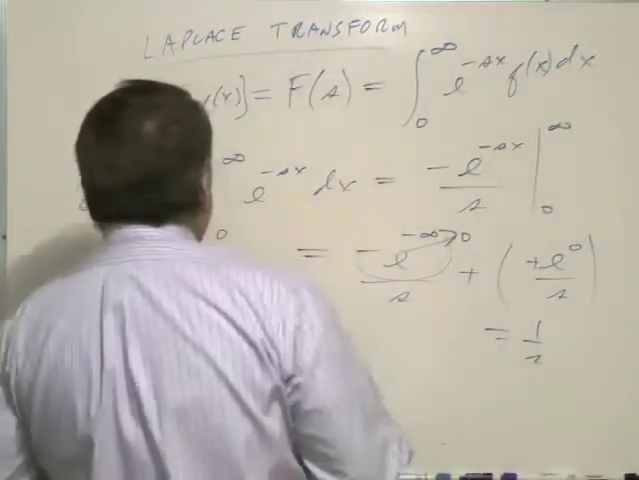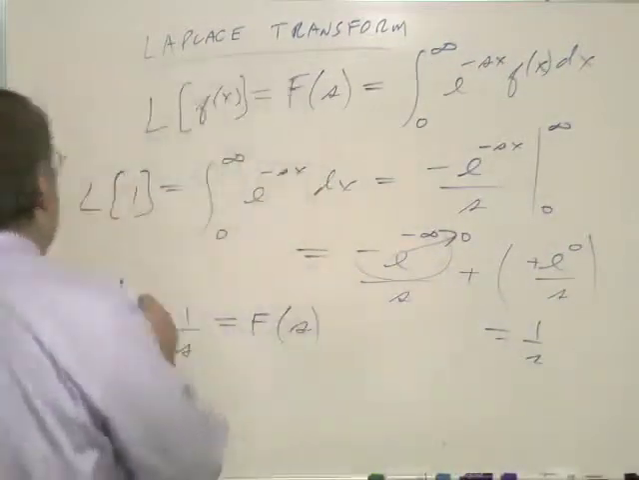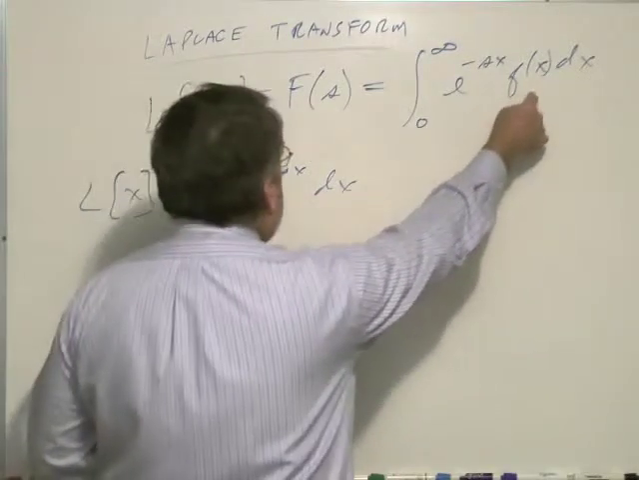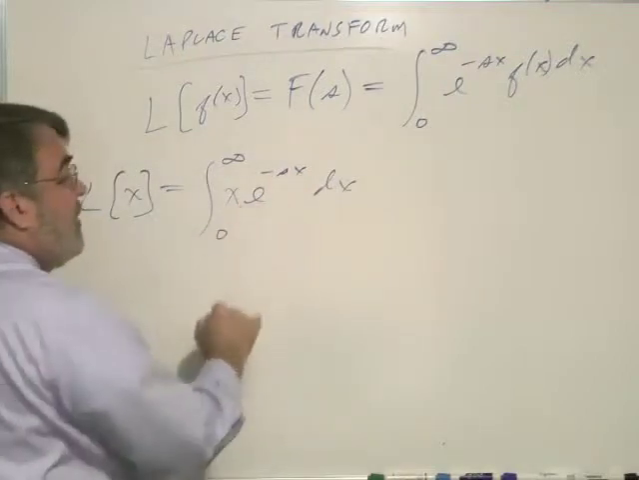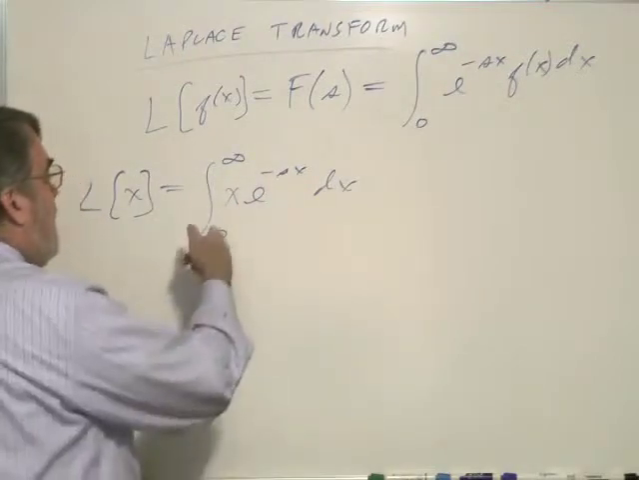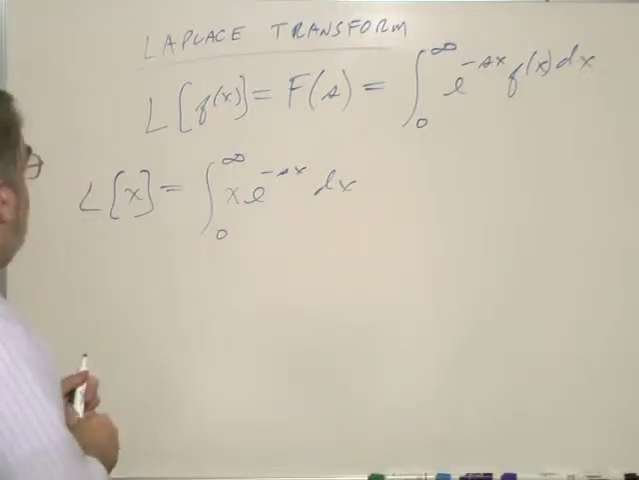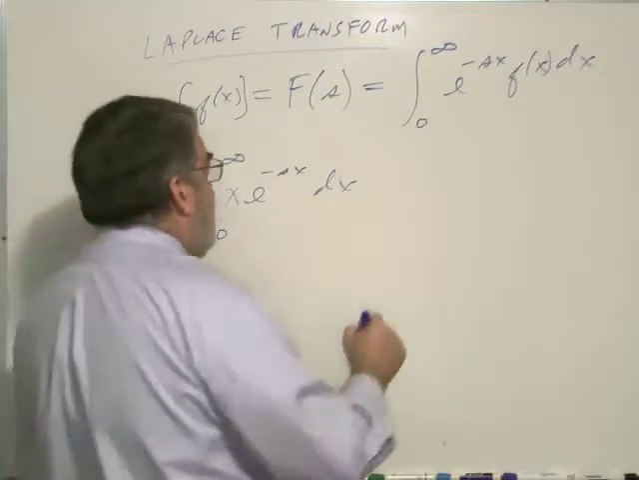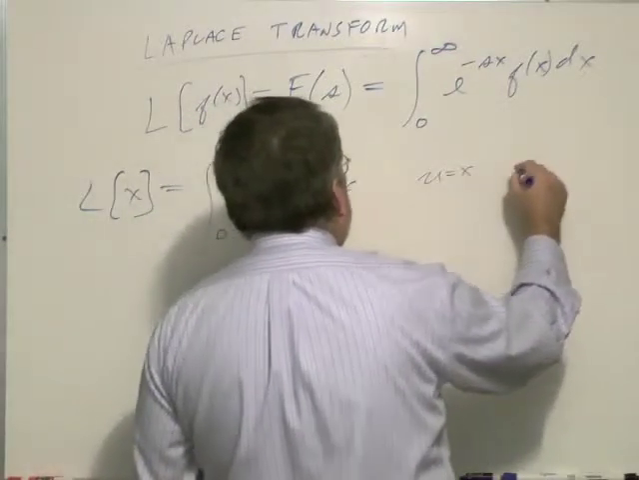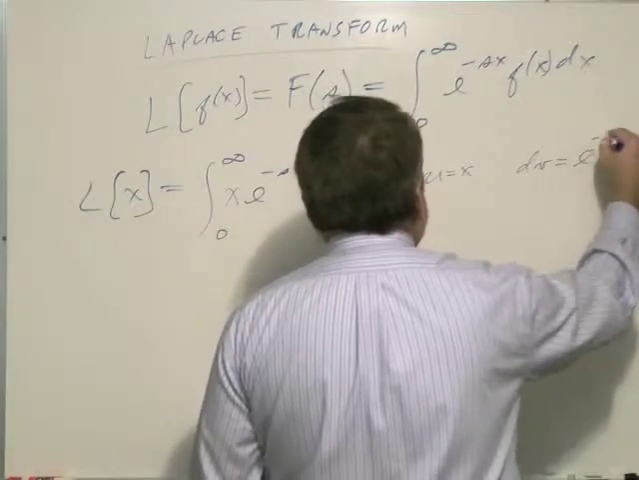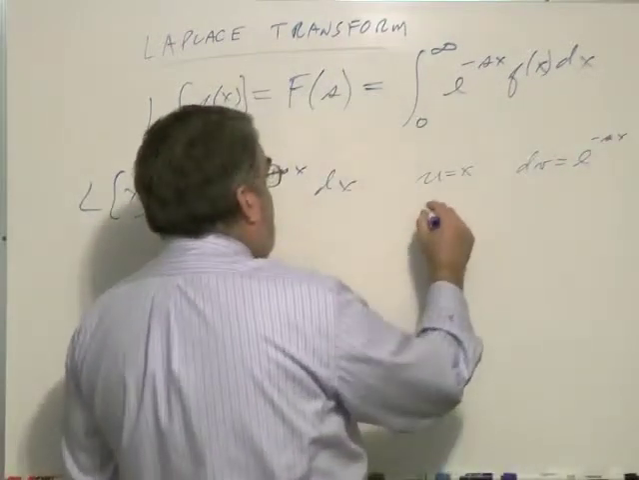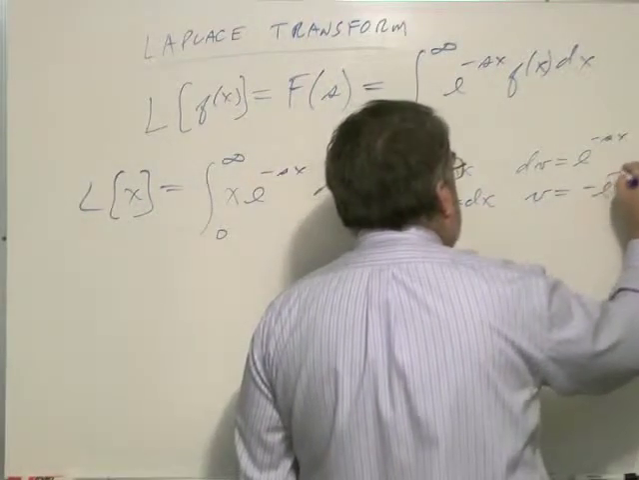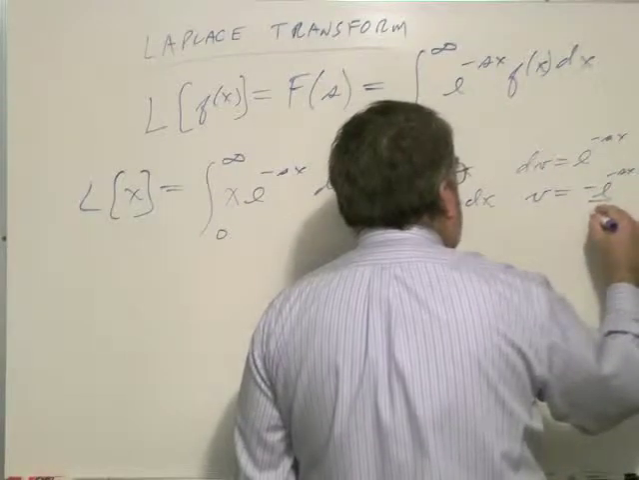Let's do another one. Let's do the Laplace transform of x. Well, if I plug x into here, then I have x times e to the minus sx, and I reverse the order here for my convenience. Integral from 0 to infinity dx. And to do this, we've got to use the integration by parts strategy. So if I let u equal x, dv equal e to the negative sx, then du equals dx, and v is minus e to the negative sx over s.